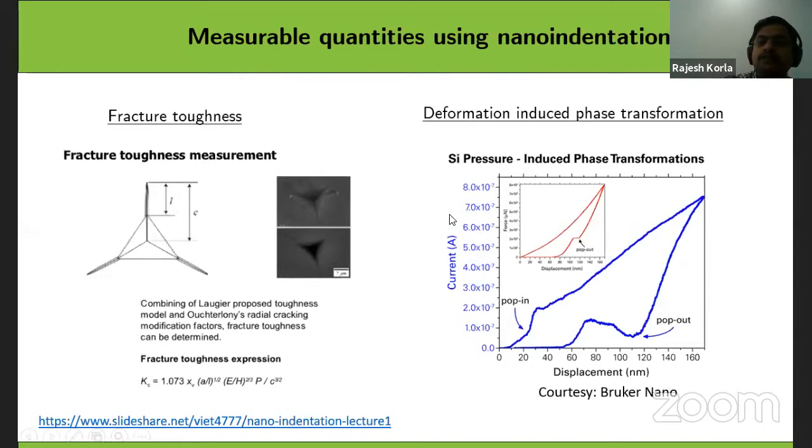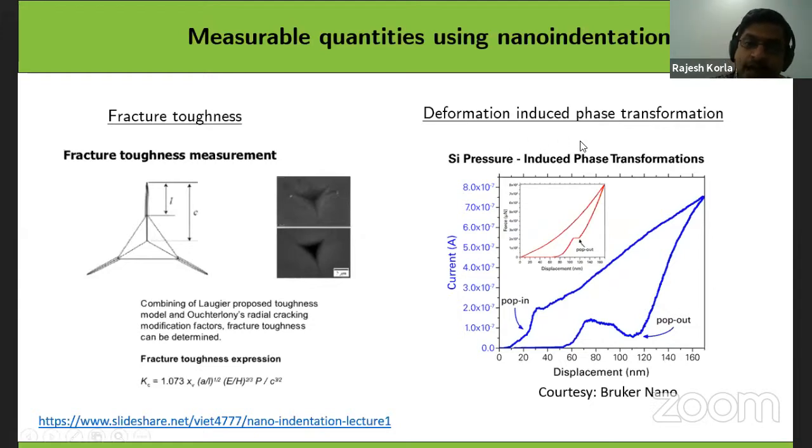On top of this, a new technique is developed where you can actually measure the current during the deformation itself. This is the displacement, and this is the current you are getting. What happens is that when huge strain fields are created during deformation, sometimes deformation induced phase transformations happen. Sometimes the phase itself will change. Sometimes twins will nucleate. Some kind of things can happen during the deformation process, during the indentation, and this can change the local resistivity, which you can pick out from the current signal.